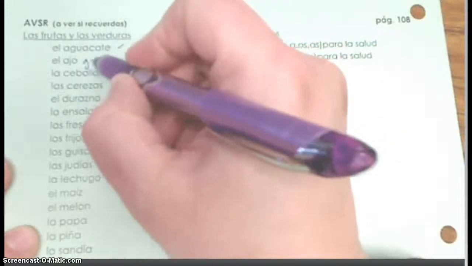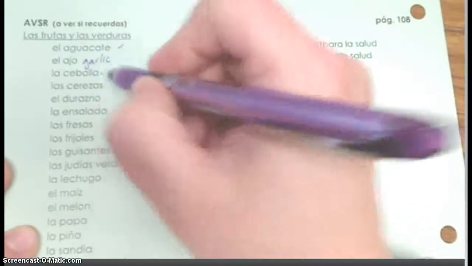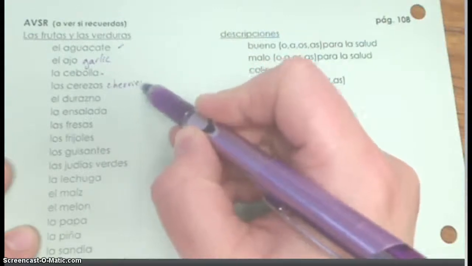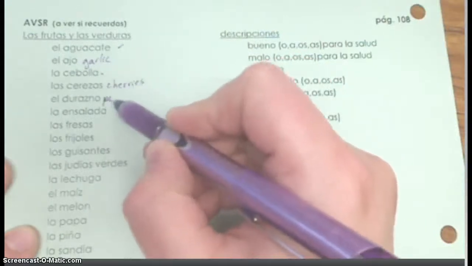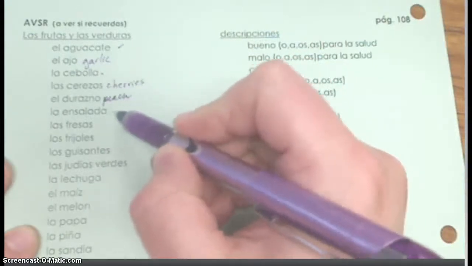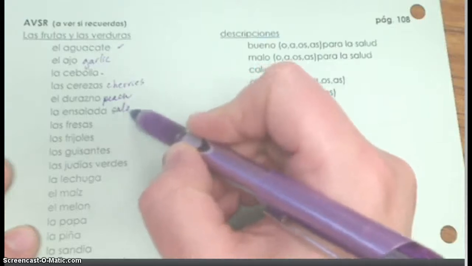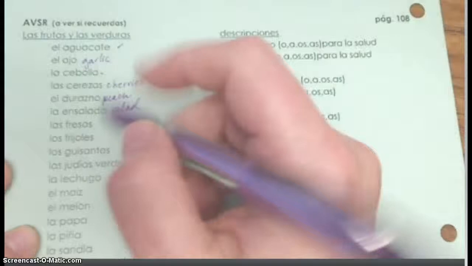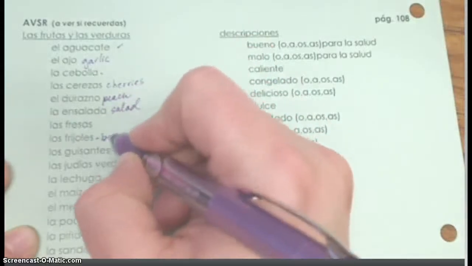Ajo is garlic. Cebolla, you should know from last year, that's onion. Cerezas are cherries. Durazno is a peach. Ensalada is salad. Y'all should know that. Las fresas, strawberries, that's from last year. Frijoles, hopefully you've heard this before and know what it means. Beans.